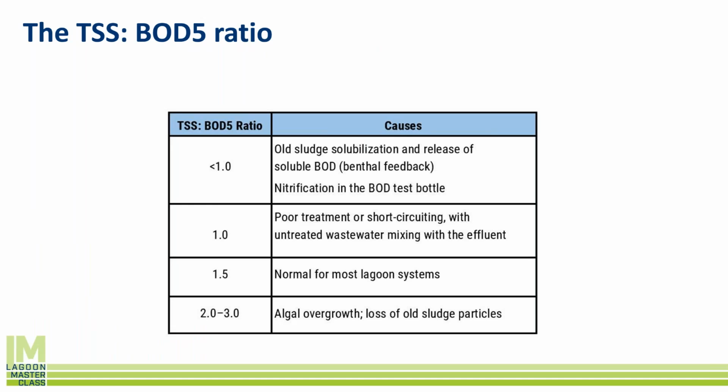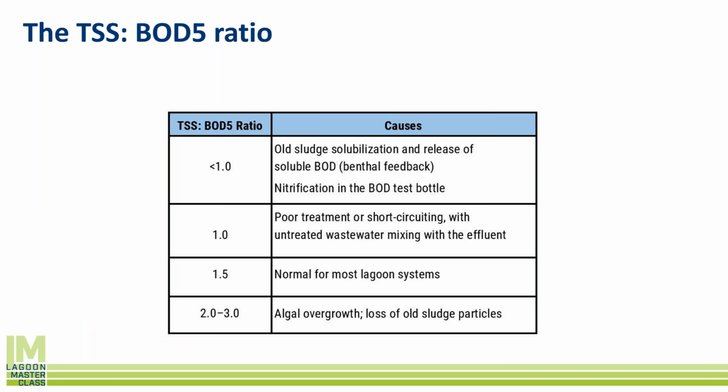A normal, quote unquote normal, what we would expect to see would be something like 1.5 to 1. So if you have say 30 TSS, we'd expect somewhere around 20 BOD. And that would be sort of normal. Your TSS typically will be a little bit higher than your BOD, because some of that TSS can contribute to the BOD, and some of it's going to be inorganic and not contribute to the BOD.